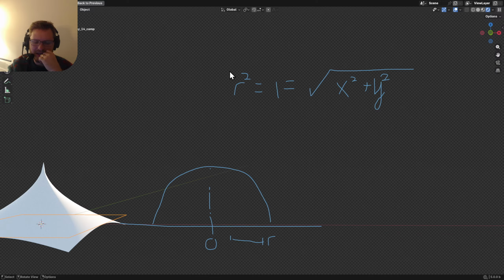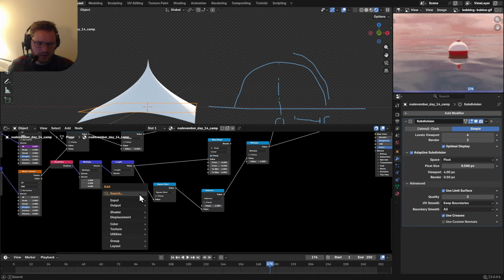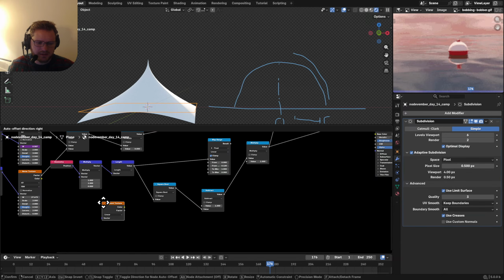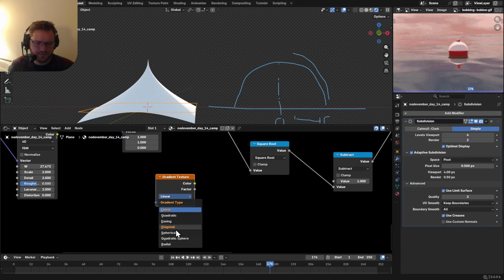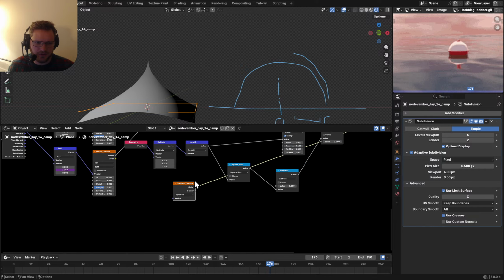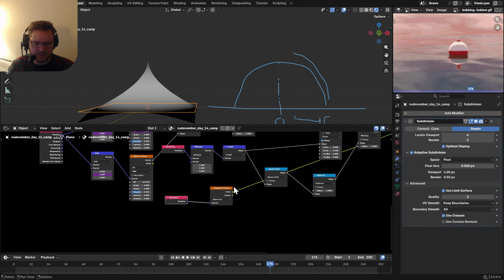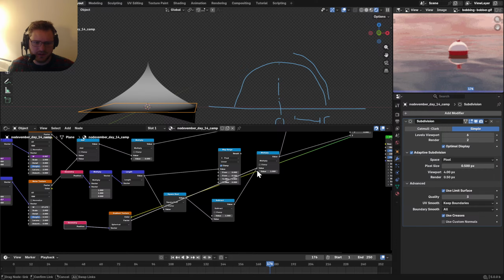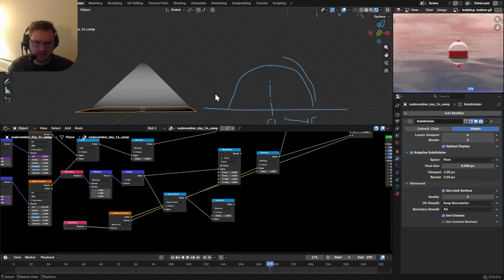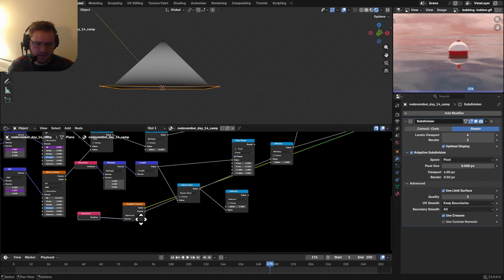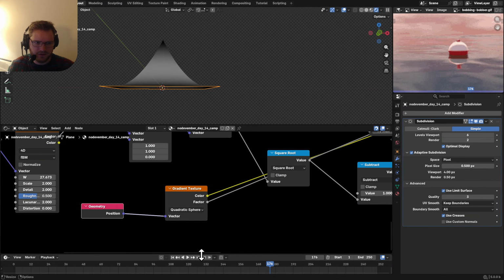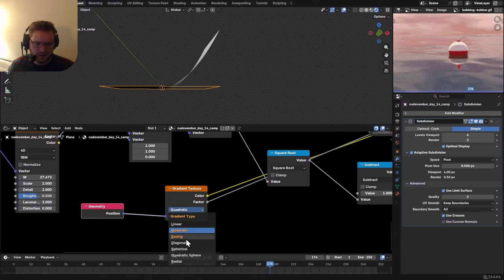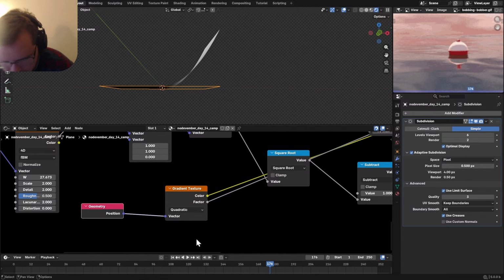But I guess getting this line exactly isn't that hard. It's to get this fall off. And I wonder, gradient texture? I think there is a mode for this. Is it spherical? What does spherical look like? Well, let's plug in the position coordinates to spherical and see what that gives us. So that gives us a line, which is not what we want. Spherical, quadratic sphere, diagonal. No. No. None of these are exactly what I want.